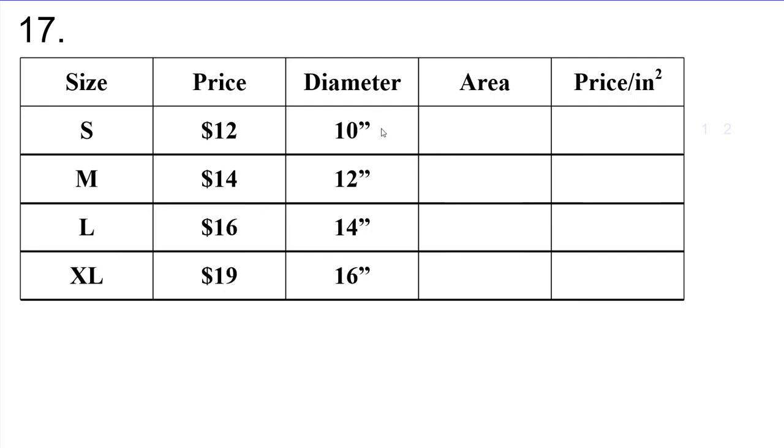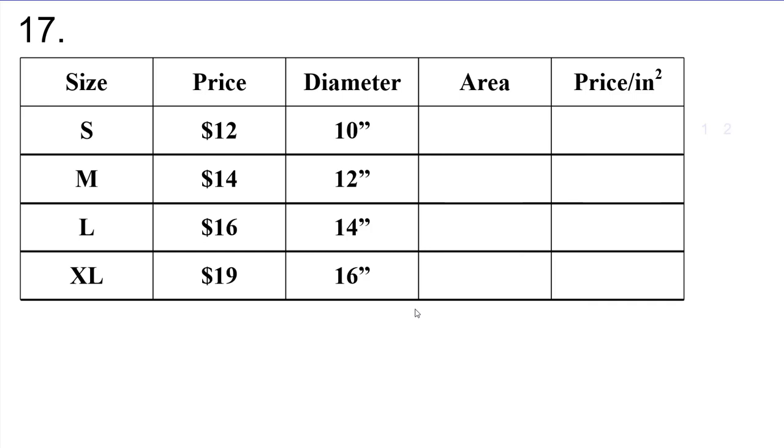And then I looked up the diameters. I had to get some insider information from Reddit, from people who work there. I don't know why they don't post this, but anyway, it's 10-inch diameter, 12, 14, and 16 for small, medium, large, and extra large. So the natural question is, which one is the best value? So what size pizza with its given price gives you the best price per square inch?